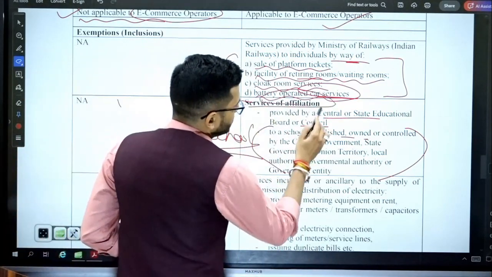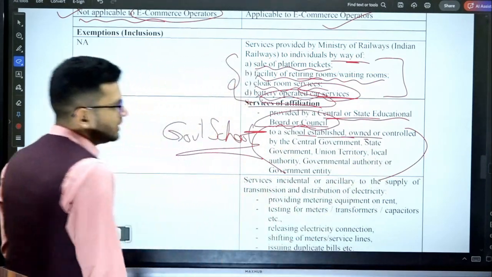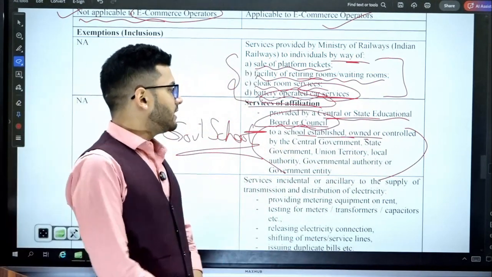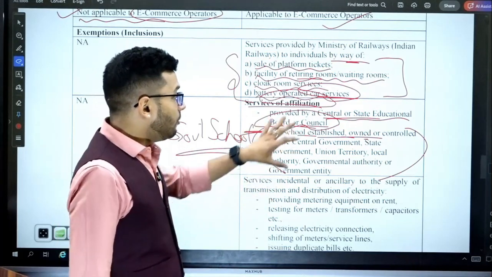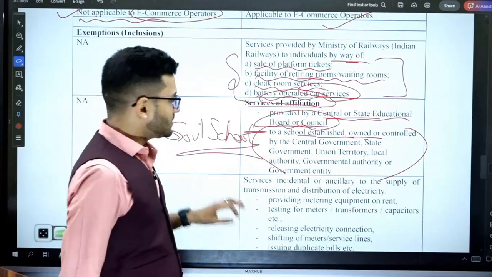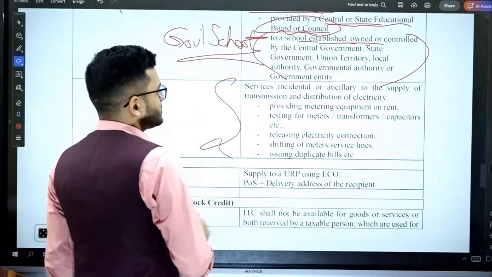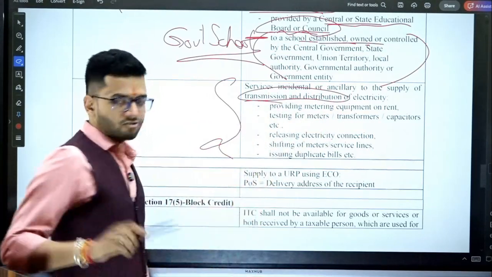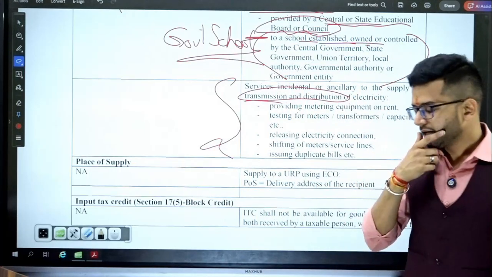So, service of affiliation provided by central or state education board to schools established by central government, state government, union territory, local authority, government authority, or any government entity. This is exempt only in case of government schools, not exempt in case of private schools. That is a very important thing to be noted. All right, so the service of transmission and distribution of electricity is exempt from GST. Okay, as we already know.